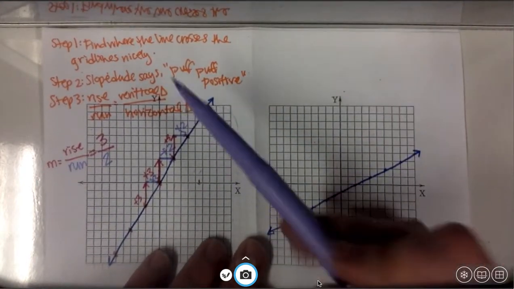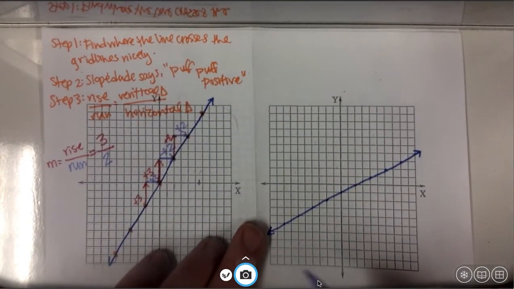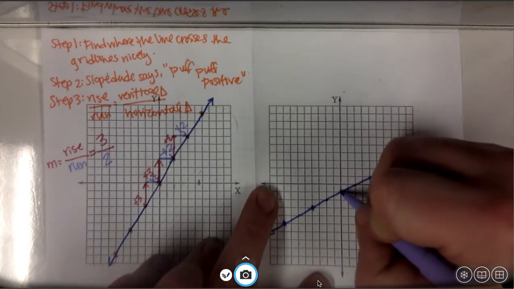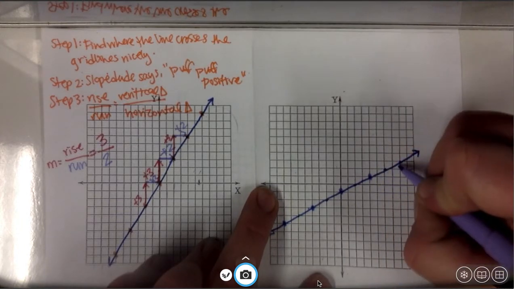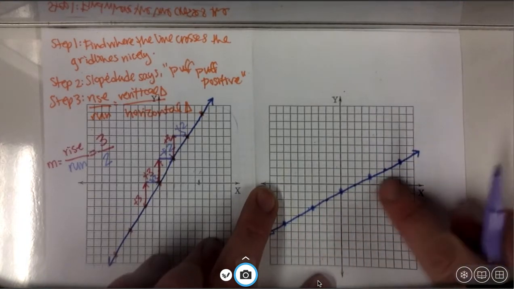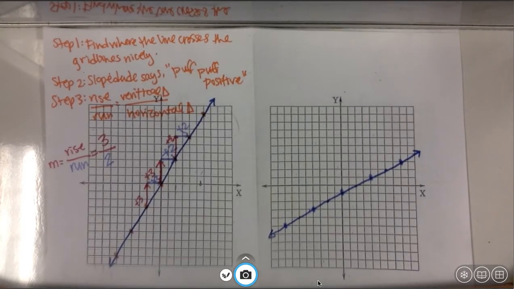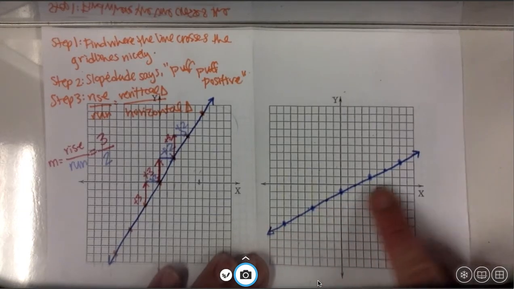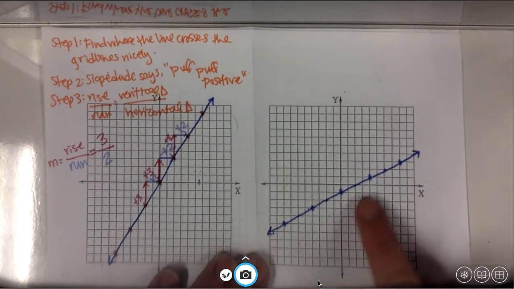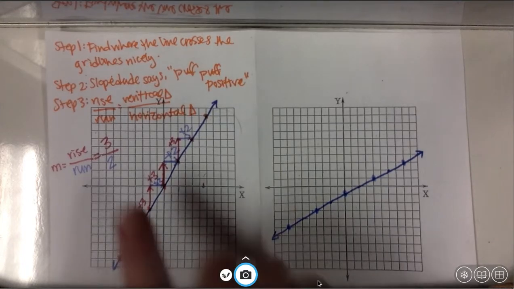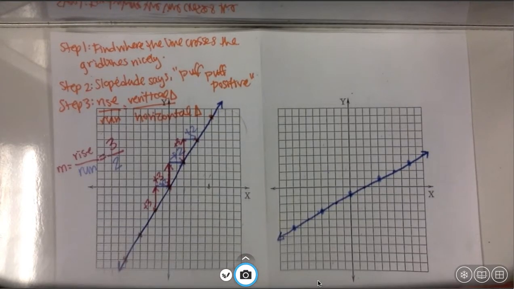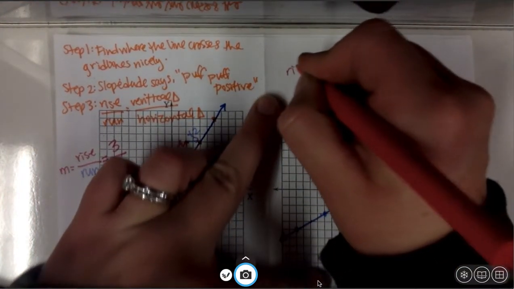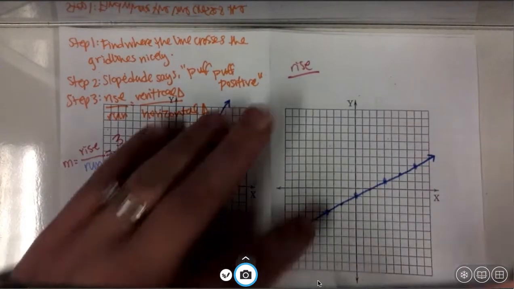Step 1, find where the line crosses on the grid lines nicely. It crosses here nicely, and here nicely, and here, and here. You can see I'm just going up and marking little dots in those places. Step 2, slope dude would say for this line from left to right, he sees it increasing, so he'd say positive. So my final answer, just like my final answer over here, should be a positive number. Now step 3, I need to look at the rise over the run.